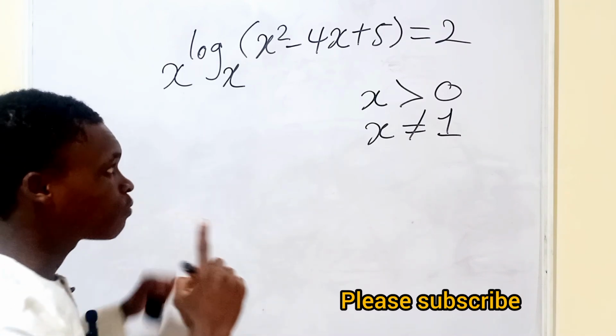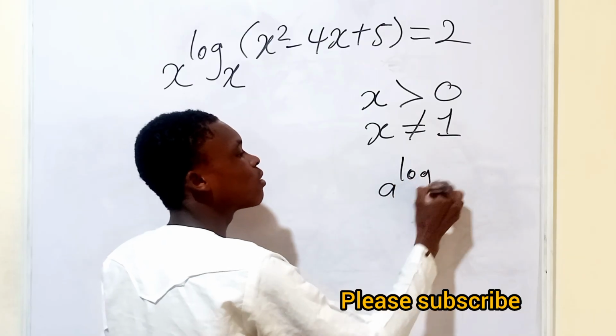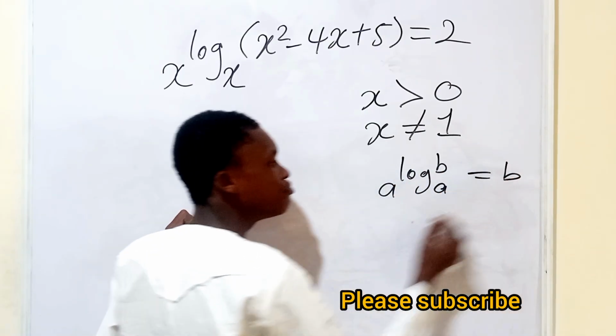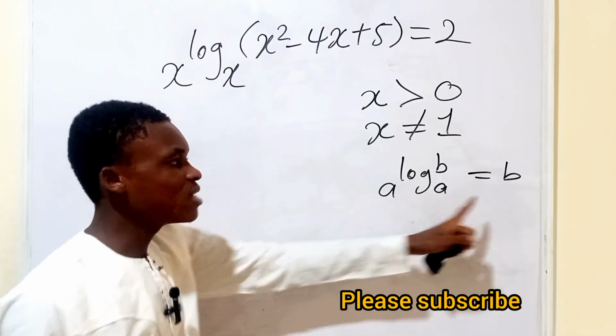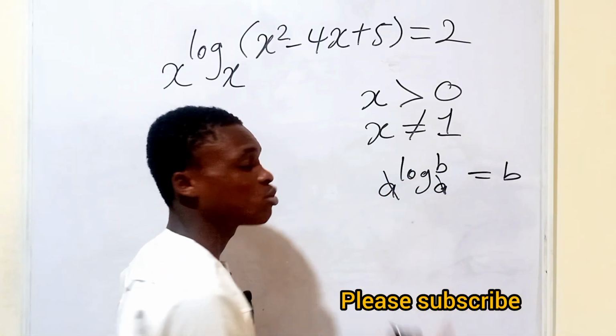The first thing you need to know, or the second thing, is this: if we have a to the power log b base a, the answer is b. From this rule. Why is it b? We know that this can cancel out this, and we have the answer to be b.